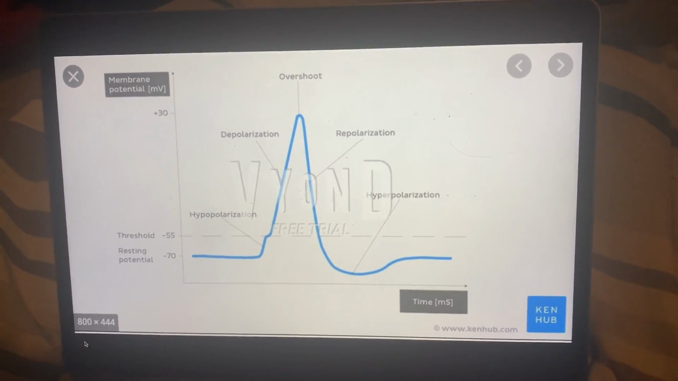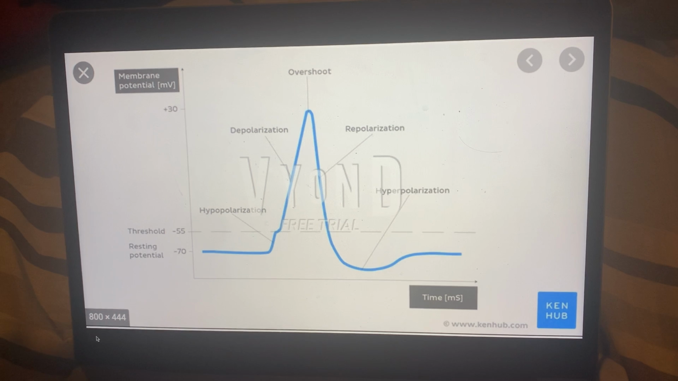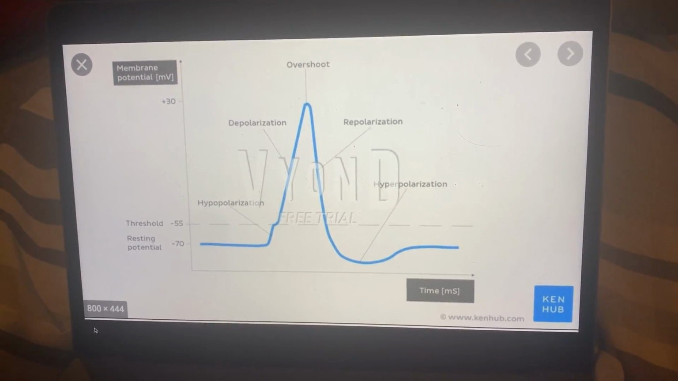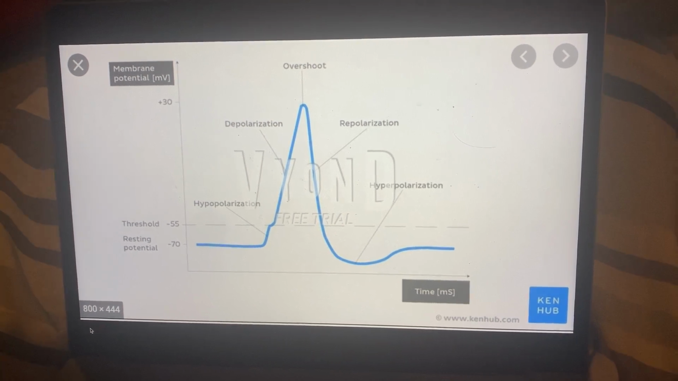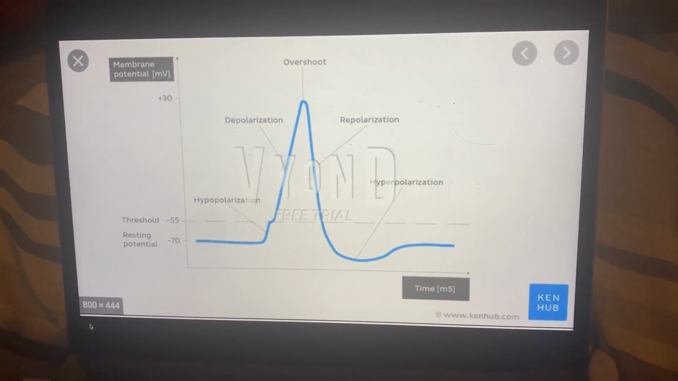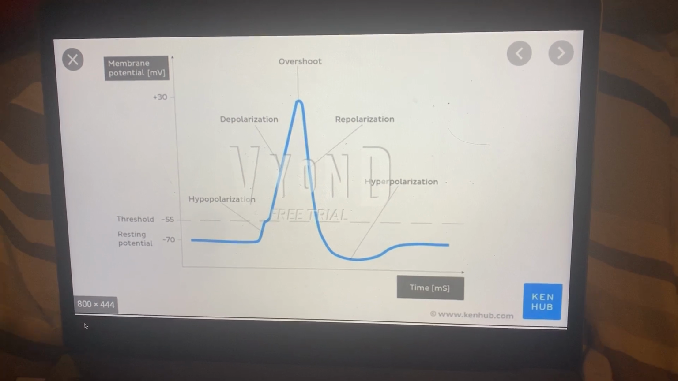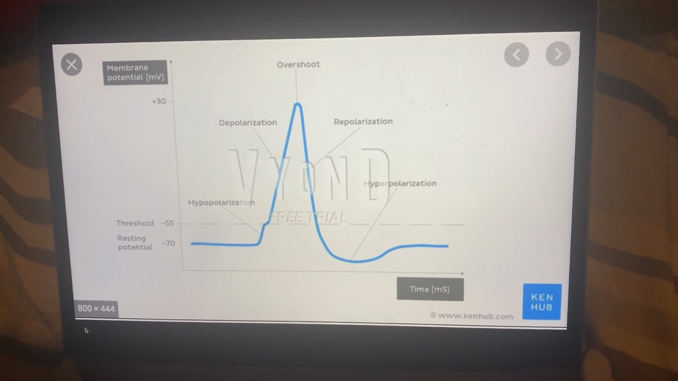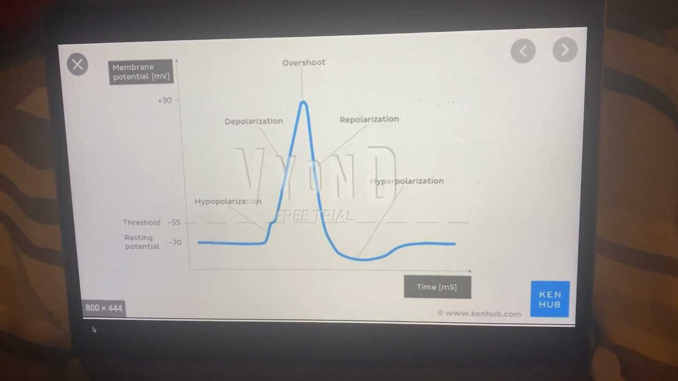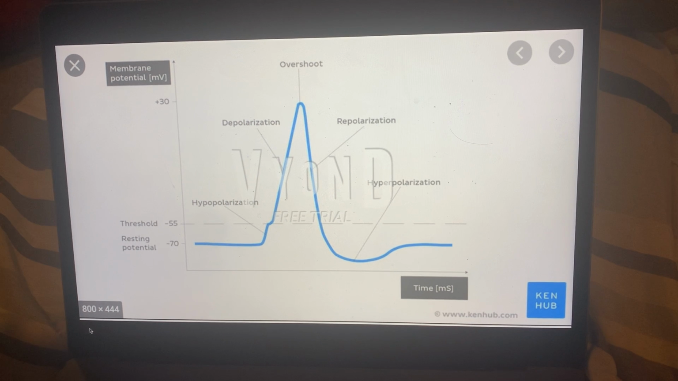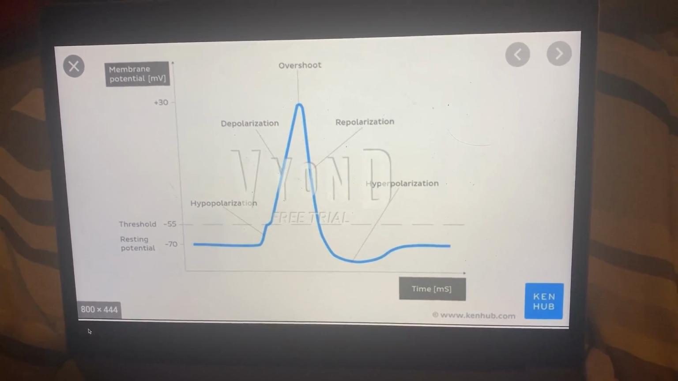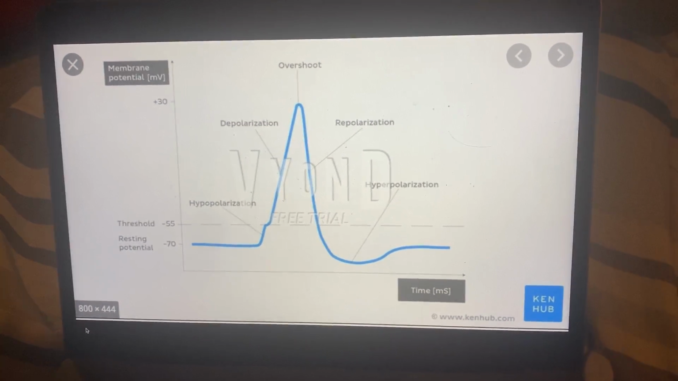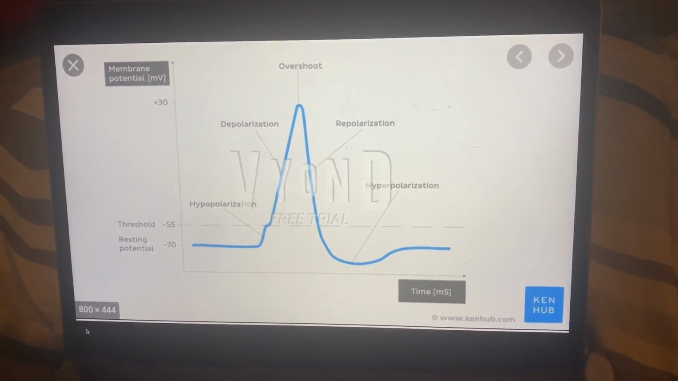So once the K plus channels open, the membrane will begin to repolarize as it becomes more negative, and will actually overshoot again past the equilibrium potential of potassium to hyperpolarize. And then with the hyperpolarization, the voltage-gated K plus channels will remain open until this potential is reached, and then they will close so that the membrane potential will go very close to what the original resting potential was. So that is the general overview of the action potential within a neuron.